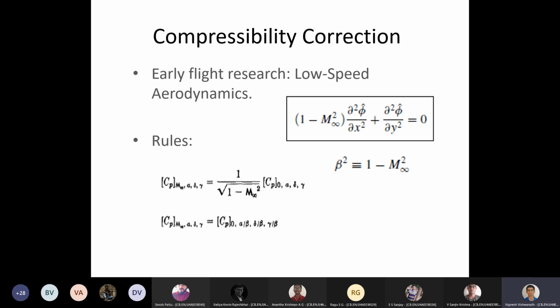So what they did was, instead of framing a separate theory for high speed flows, they used the same low speed data and theory, and they just introduced a compressibility correction factor, which, when applied to the low speed aerodynamics, can itself predict the high speed flow and all the aerodynamics associated with it. So basically they introduced the compressibility correction factor, which is beta, and beta is said to be root of 1 minus M square.